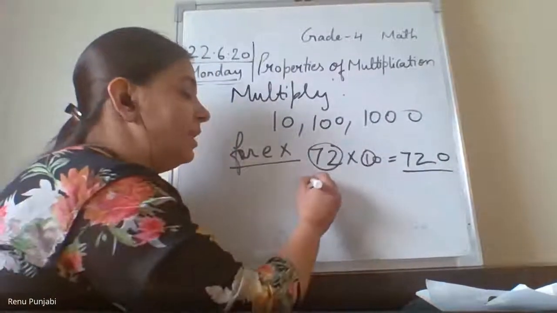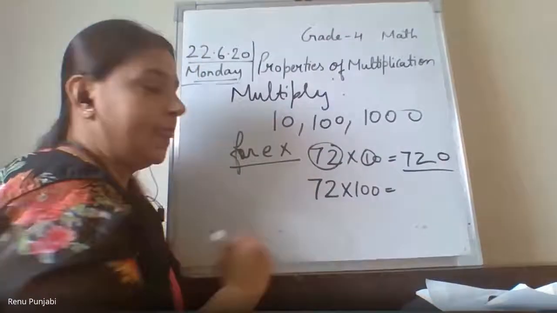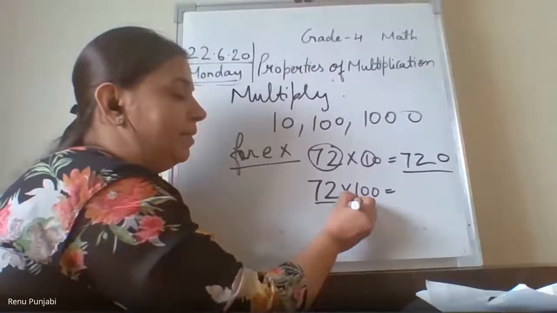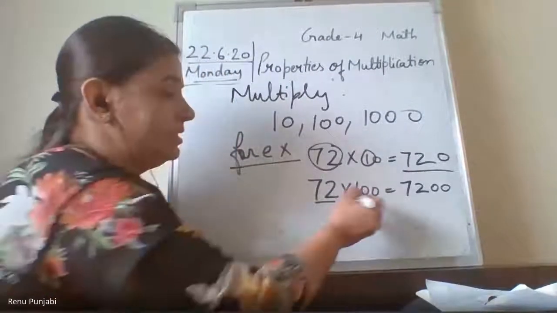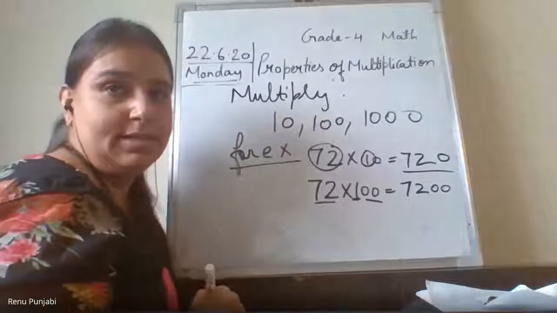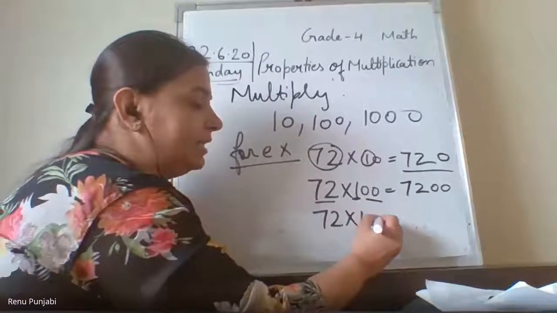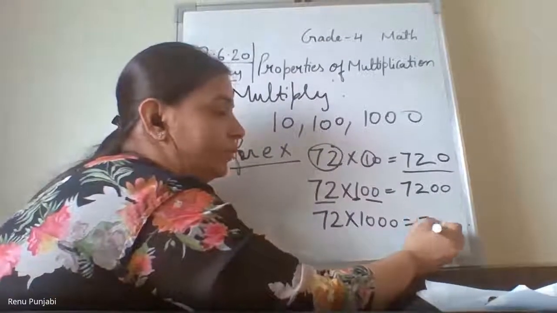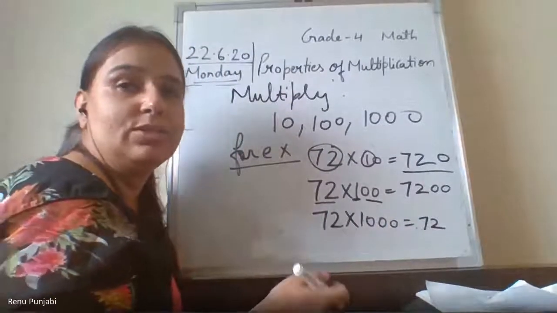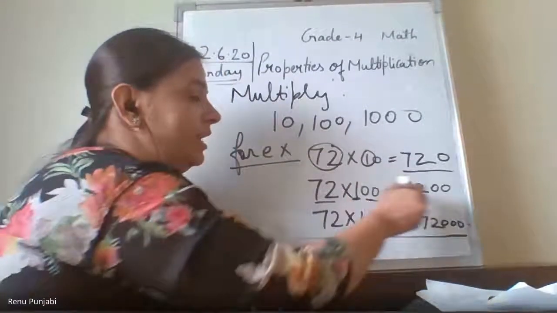Now the same number, if multiplied by 100, 72 multiplied by 1 is 72. Add 2 zeros to the right hand side because this has two zeros. Next, the same number if multiplied by 1000, again 72 and add the 3 zeros to the right hand side. Got it, children?